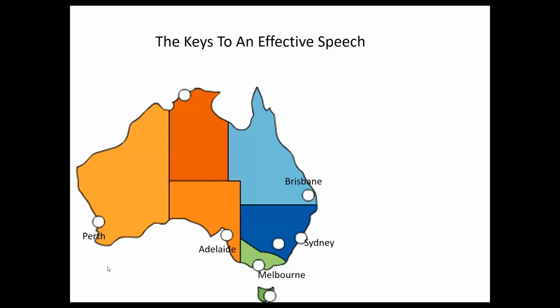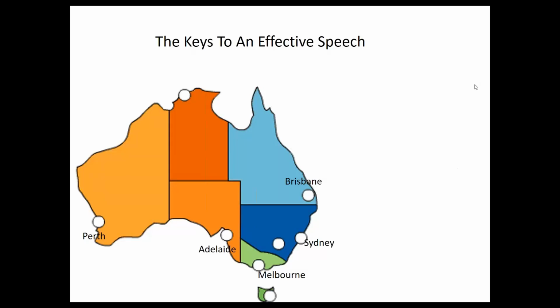And what I do is I use the cities, 5 cities. If you want more than 5 points, you can bring in Hobart. So apologies to Hobart, apologies to the ACT, and apologies to Darwin. But let's say I want to talk to you about the 5 keys of an effective speech. So you're thinking about doing a presentation, you're invited. What are the 5 keys? What are the 5 things that are going to make the biggest difference to you?